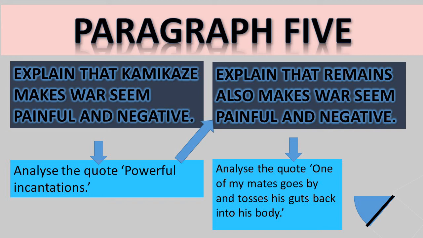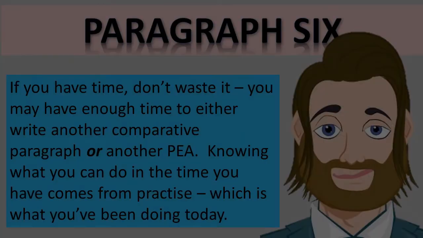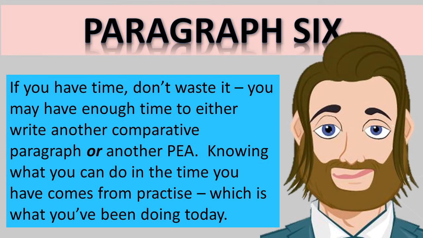Okay, so you've had time for paragraph 5. We're going to move on now to paragraph 6. This is the final paragraph, and we've got about 5 minutes left. So this is what we need to do. If you have time, don't waste it. You either have enough time to write another comparative paragraph or another PEA. There might just be one quote from one of those poems that you've got something really clever and insightful to say something about. So if that's the case, use that time there.